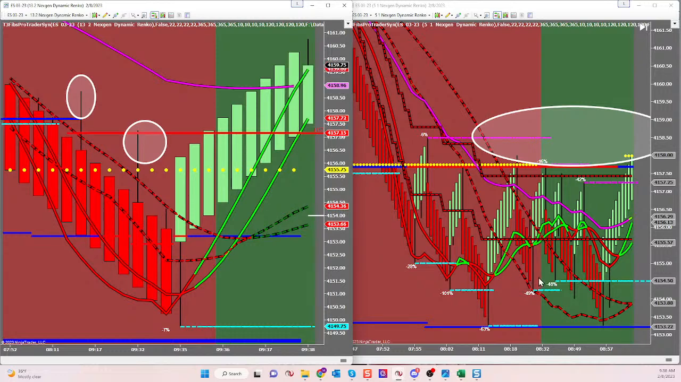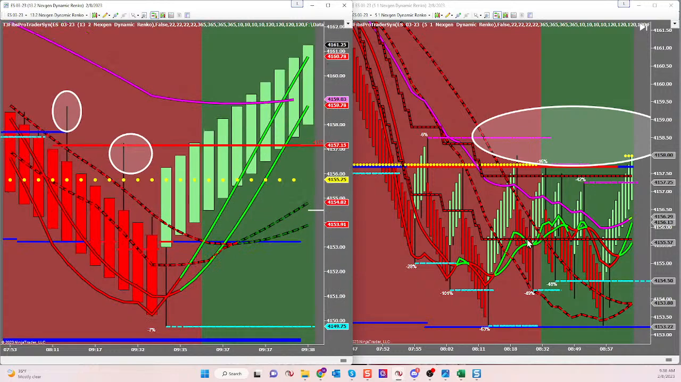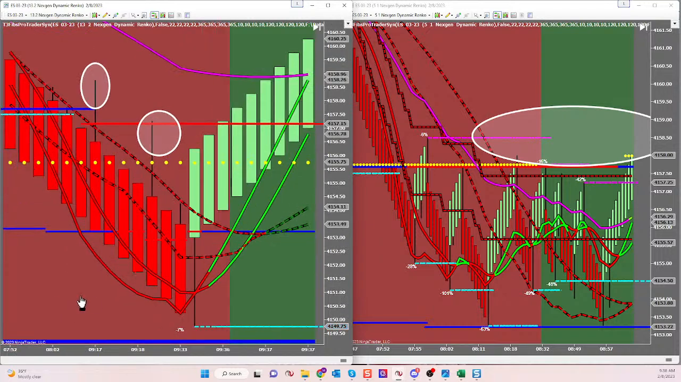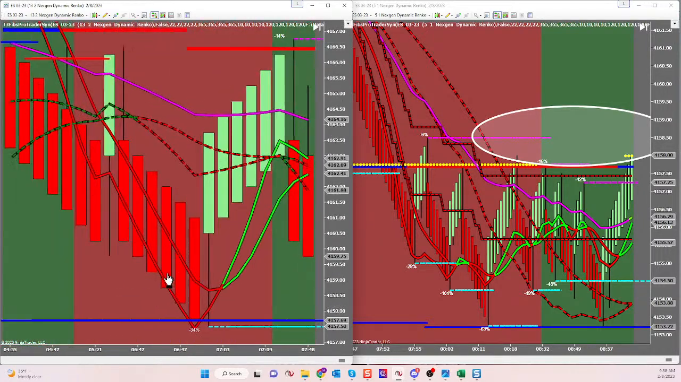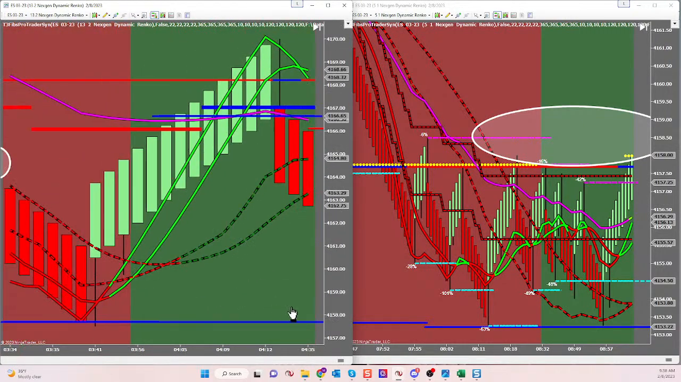And then look what happens when we get more of those divergences, when the small triggers change direction. We fall into this indecision, and it's no longer the best of the best. So we're going to wait and commit for the best of the best.